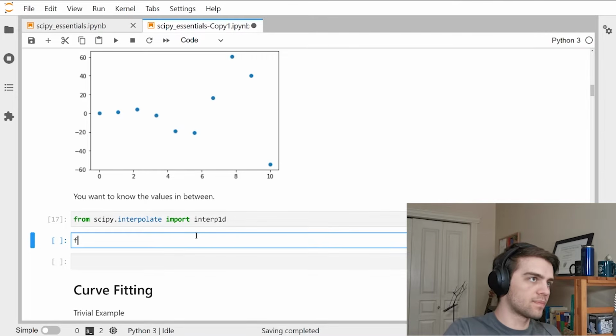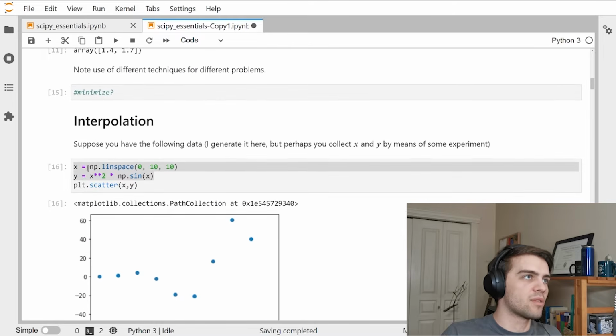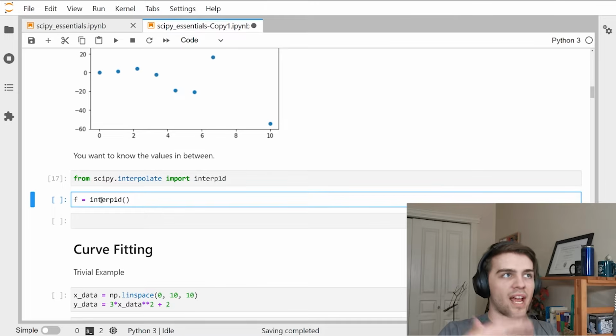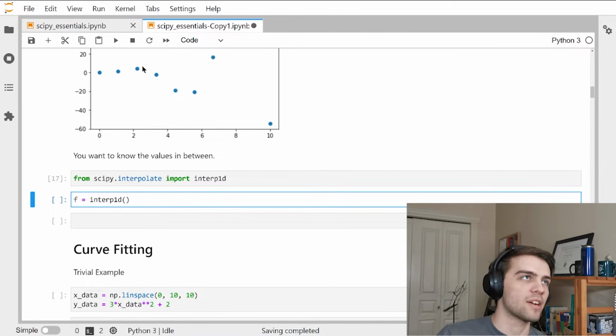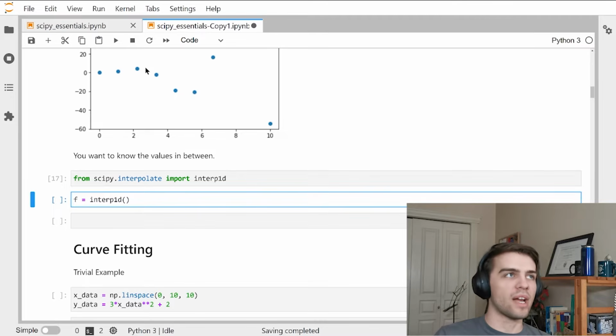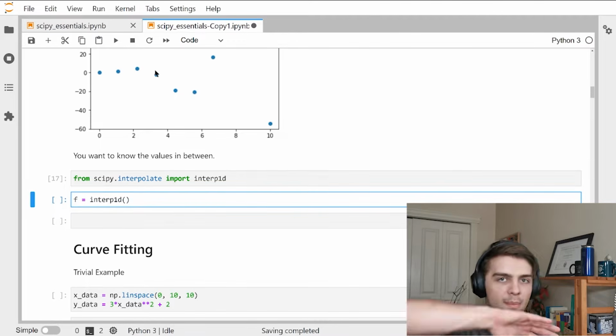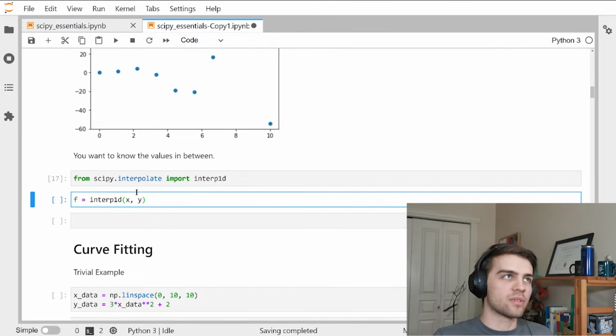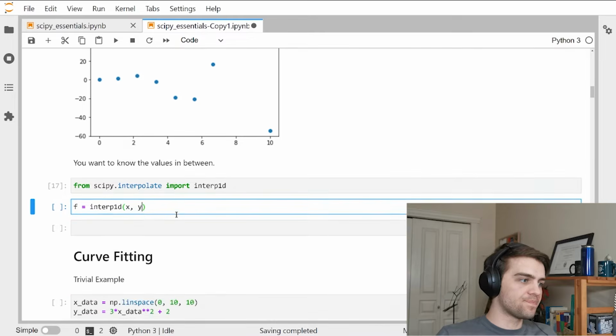And so in order to find what's going on here, notice that I have x and y. If I want to get a function such that I give it any value of x, like I could give it 2.139 or whatever, somewhere in here, it will tell me what the value of y is, right? Just using this data by fitting a smooth curve to it. So I go interp1d, I give it x and y, so it knows to base how it creates the function off the data that I give it.